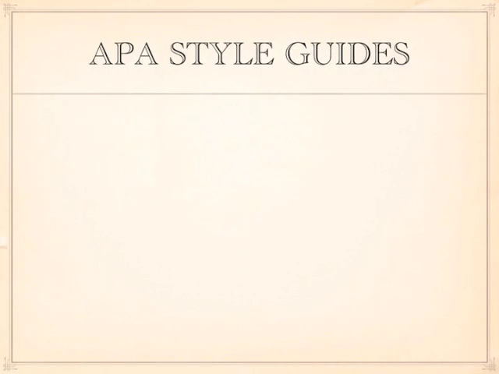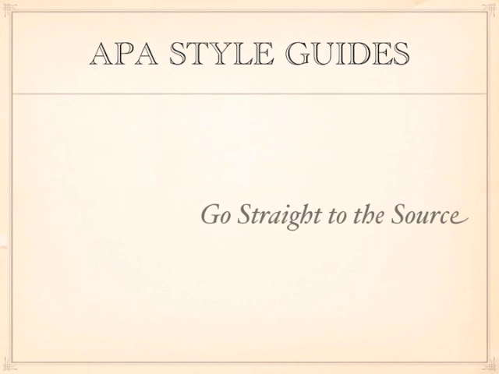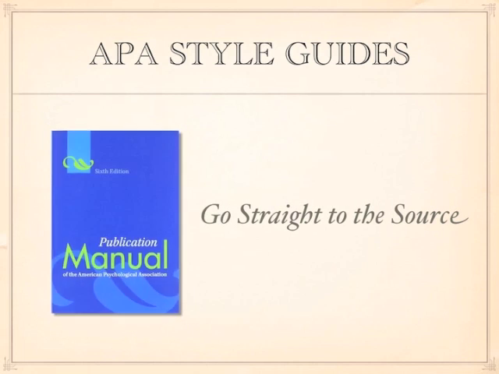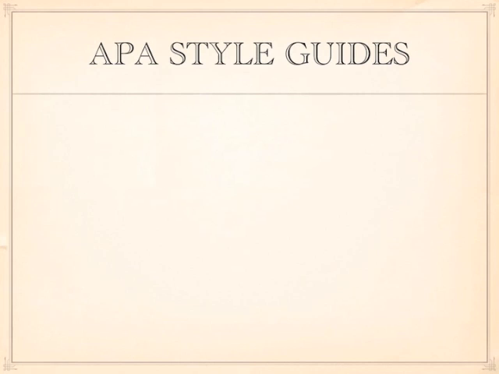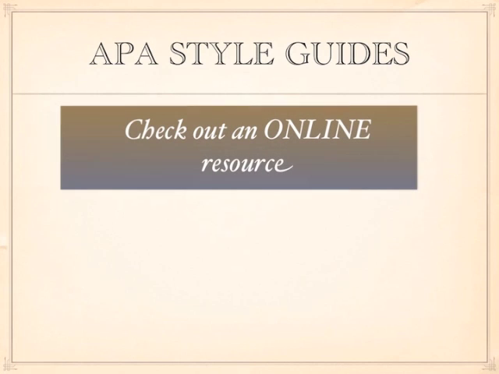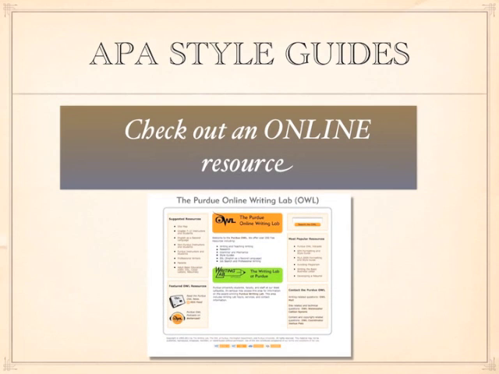Now, what about style guides? How do I figure out how to do all this stuff if I'm not sure what kind of source needs what kind of citation? Well, you can go straight to the main source, the APA Publication Manual. But you also have other options. You can check out some online resources, and the Purdue Online Writing Lab, or OWL, is an excellent source to look at.